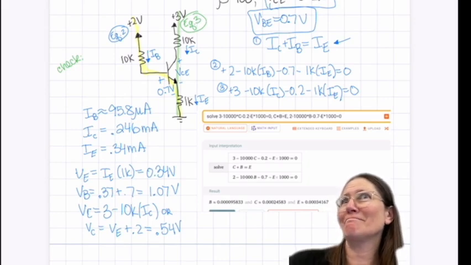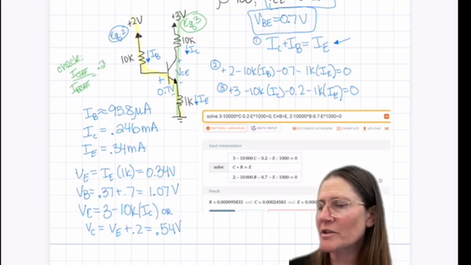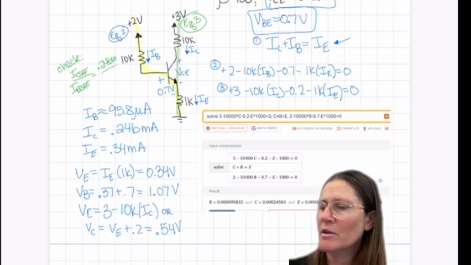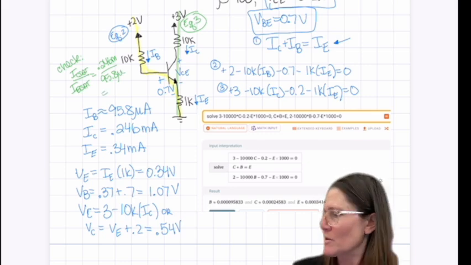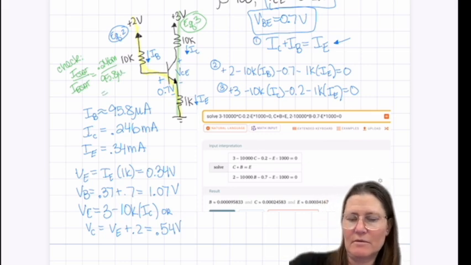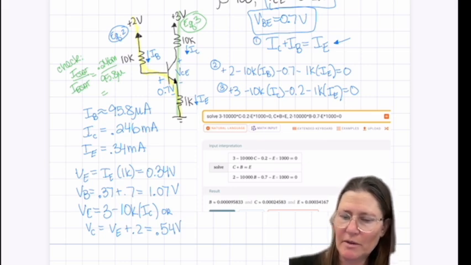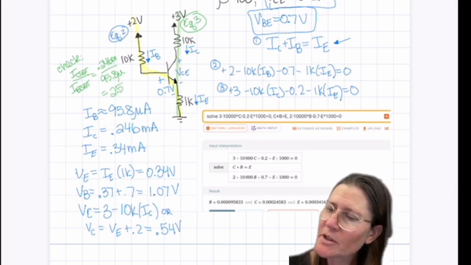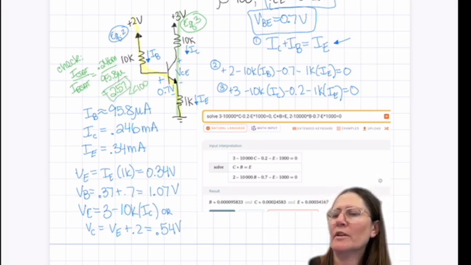Anybody remember the check? Yes, IC sat over IB sat. And then this is 0.246 milli over 95.8 micro, which gives us 2.57, which is a lot less than 100. So it is saturated.